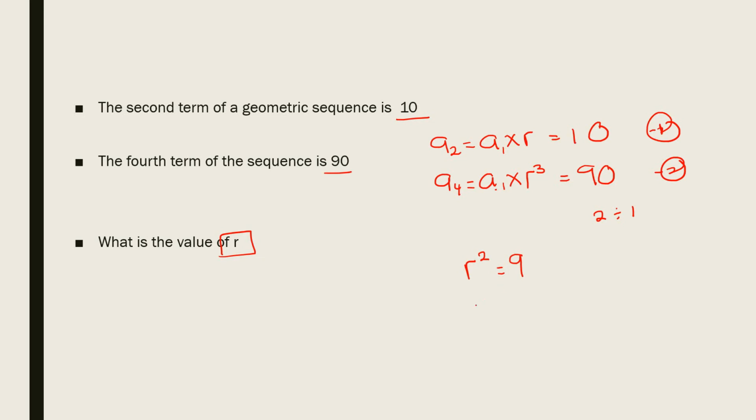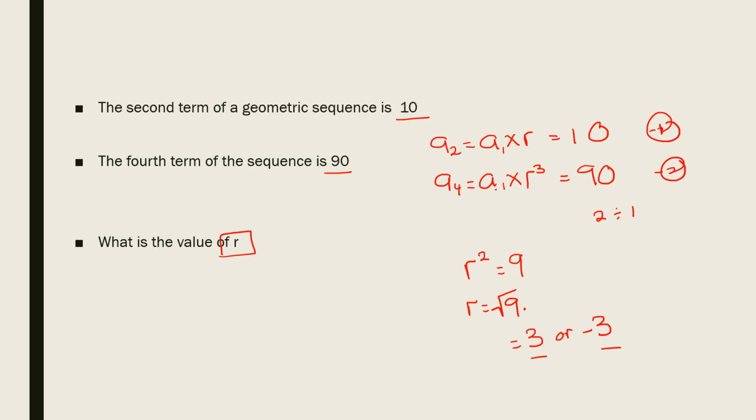So what's the square root of 9? Let's find the square root of both sides. r equals, now r can actually be 3 or minus 3. That's the tricky part. Now the problem here is that they didn't give us the value of maybe the first term, the fifth term, the seventh term. So we don't know if r is actually 3 or minus 3.